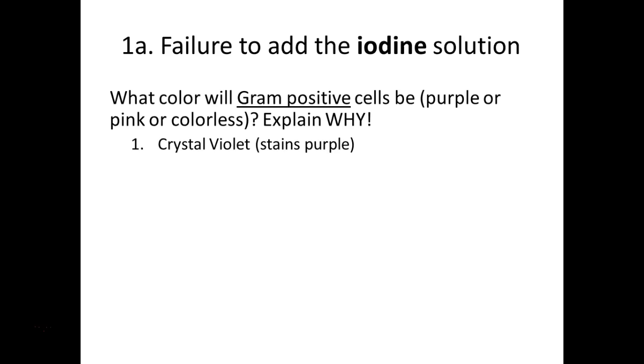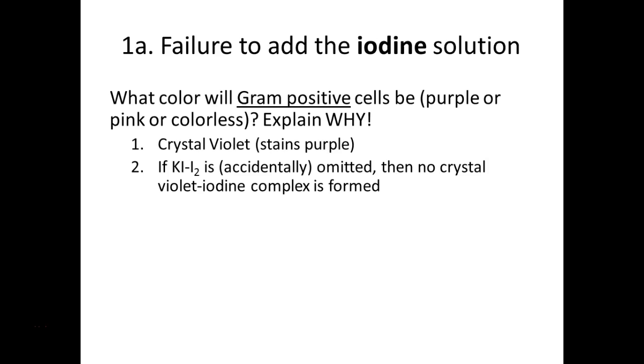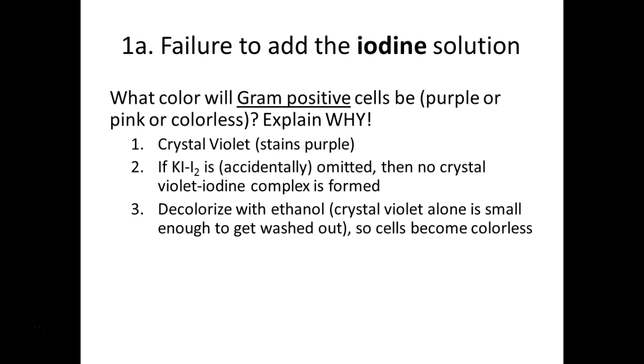What happens if you don't add the iodine? What doesn't form? The crystal violet iodine complex doesn't form. We don't get a big molecule, right? We just have iodine all by its lonesome. So when we decolorize, are they going to stay purple? Nope. Molecules are tiny. They slip out. So now they're colorless. So then we counterstain with safranin, and they come out pink.